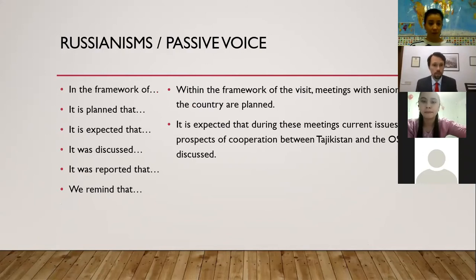One of the favorite things of Russian speakers is the passive voice. So instead of saying someone did something, you say something was done by someone, maybe, or you just say something was done. A famous one is mistakes were made. I didn't make a mistake. I don't know who made the mistake. Let's just say mistakes were made by someone without saying who. That's an example of passive voice.